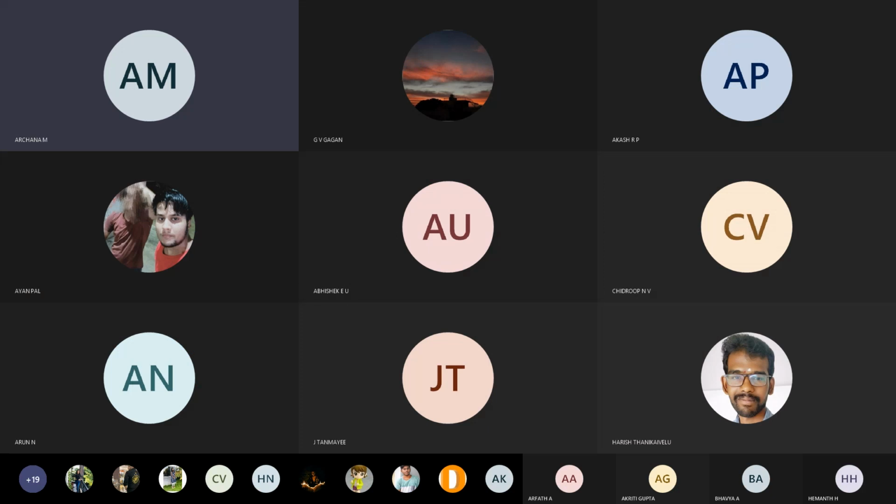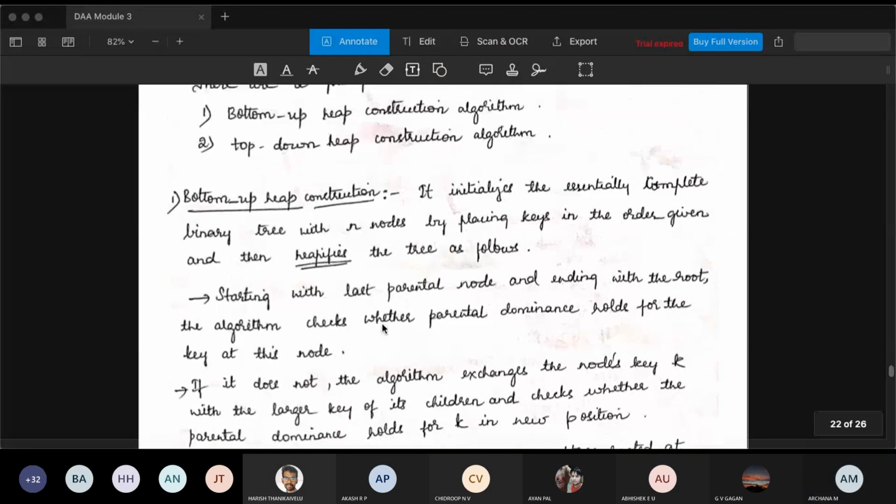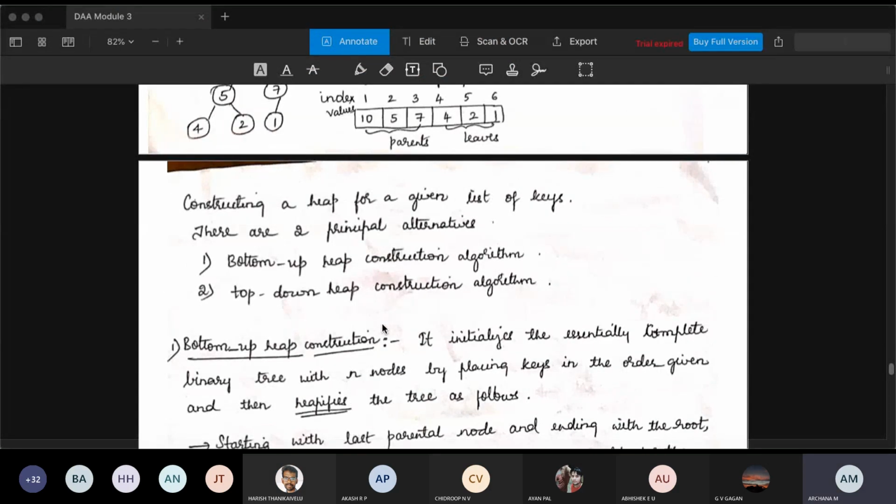Now I will go with the next important topic of heaps. Very important. Look here. When you have a heap, there are two important techniques to represent a heap. For example, I'll give 10, 5, 7, 4, 2, 1. I will ask you to write a heap, or I will ask you to construct a binary tree.